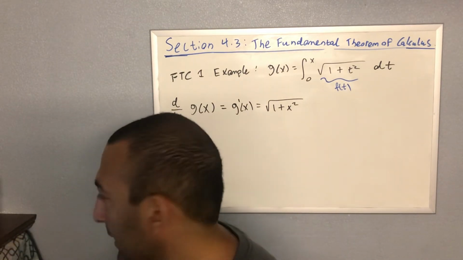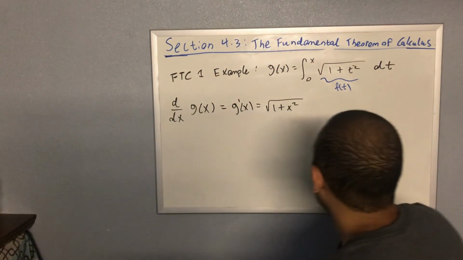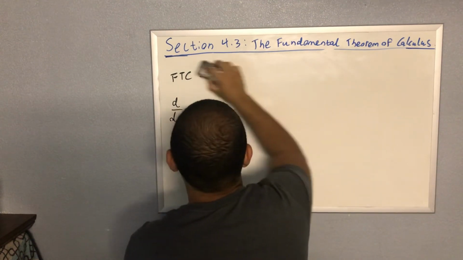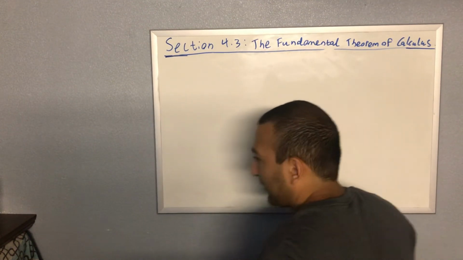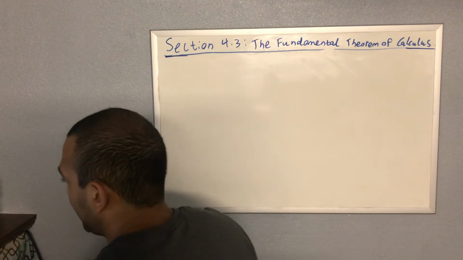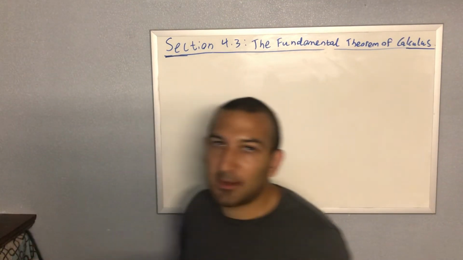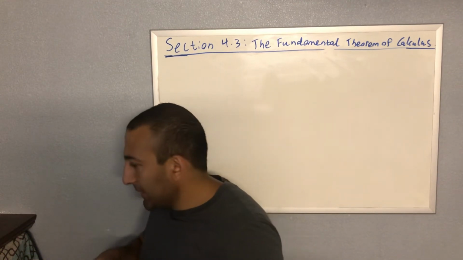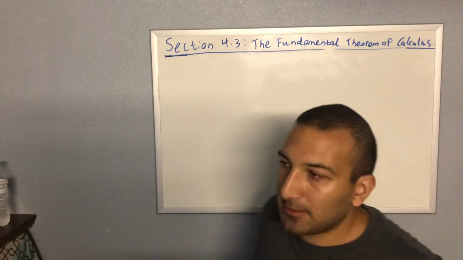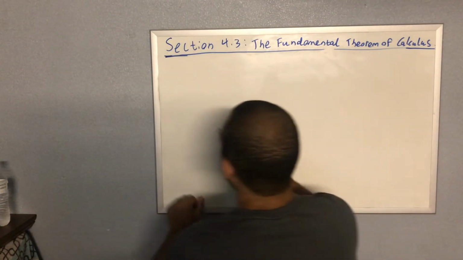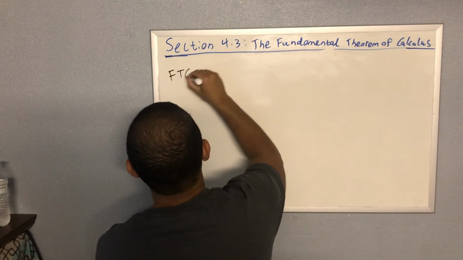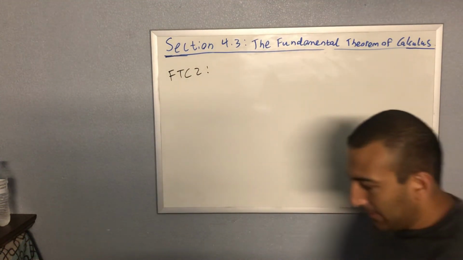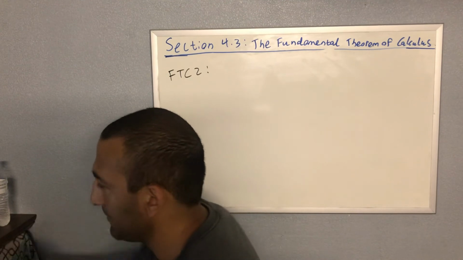Now I have to erase all this to set the other one up. We'll talk about the second fundamental theorem of calculus, which we already saw works with our examples, but let's state it in full detail with all the assumptions needed. So I'm just going to write FTC2, Fundamental Theorem of Calculus part 2. It says this.